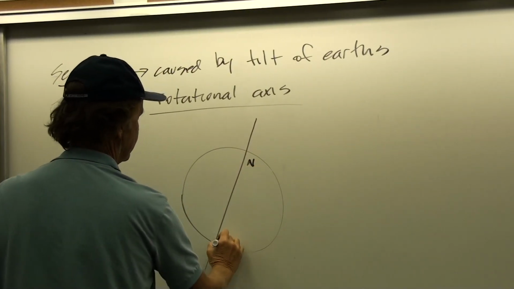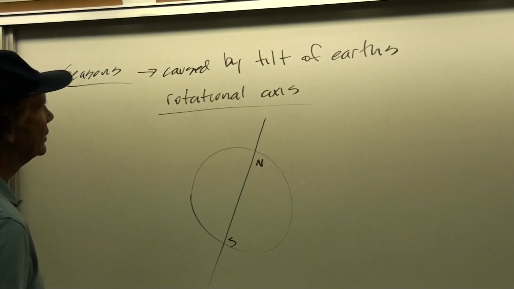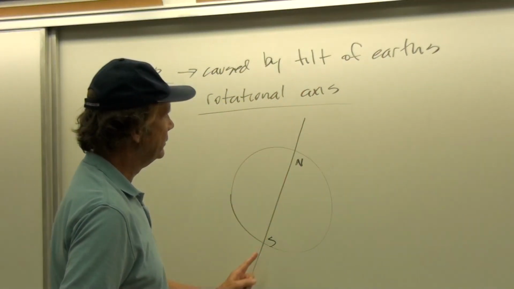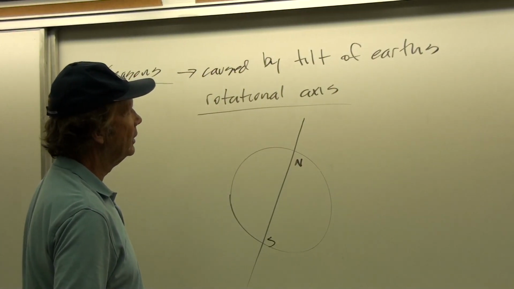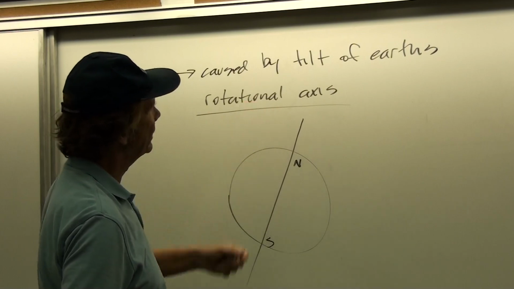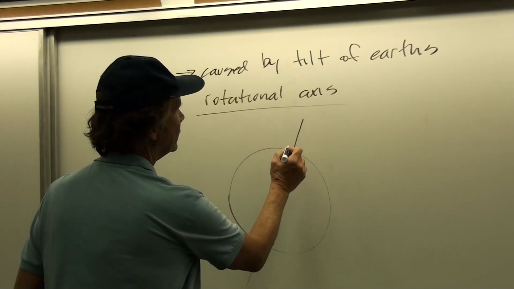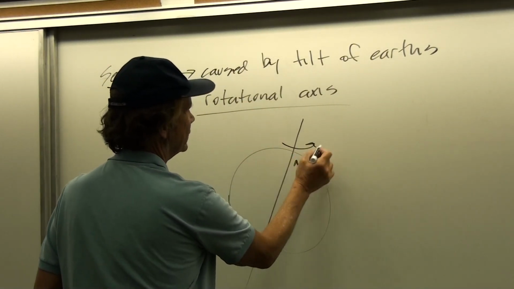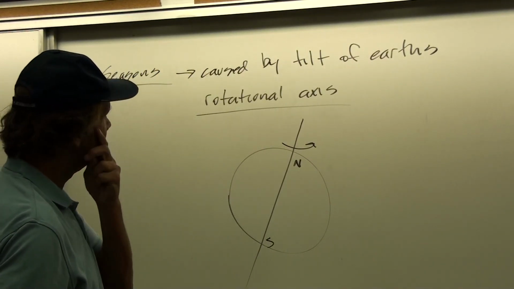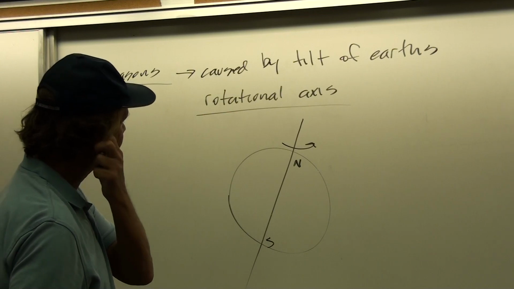Let's define that first. We can think of the rotational axis as being an imaginary line that we draw through the north and the south pole of the Earth, such that if we spin the Earth about that axis, we get the rotation of the Earth, which is a counterclockwise rotation as viewed looking down on the Earth's north pole.